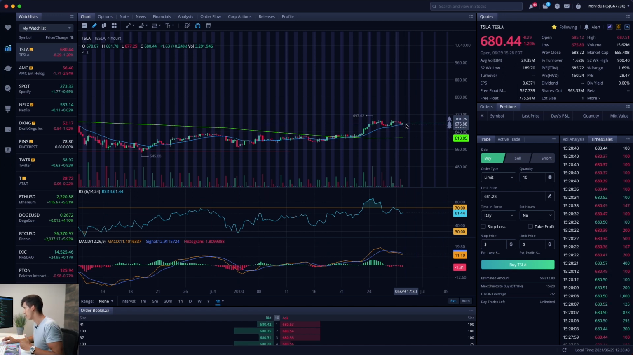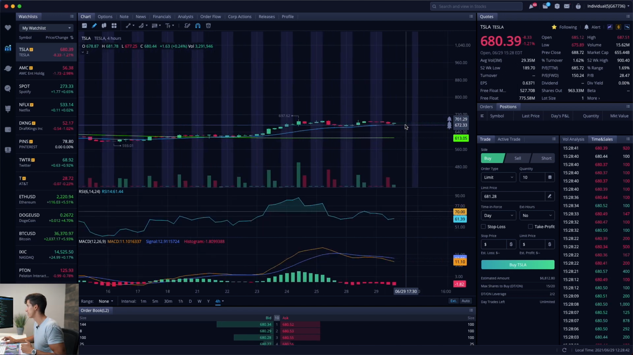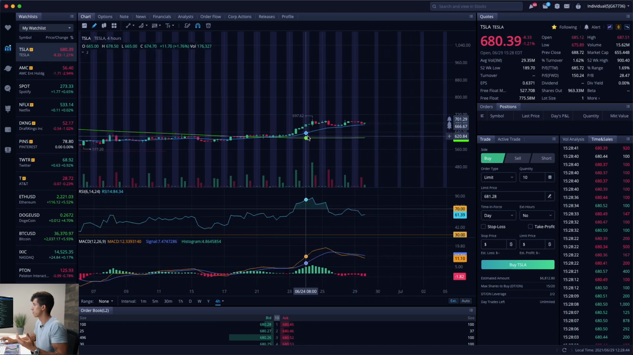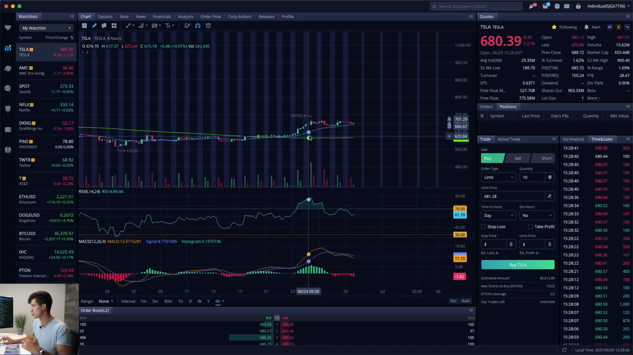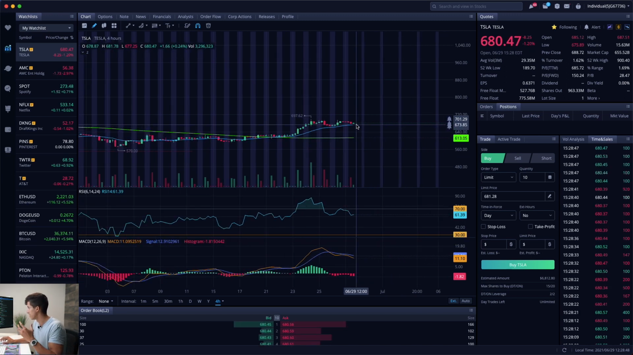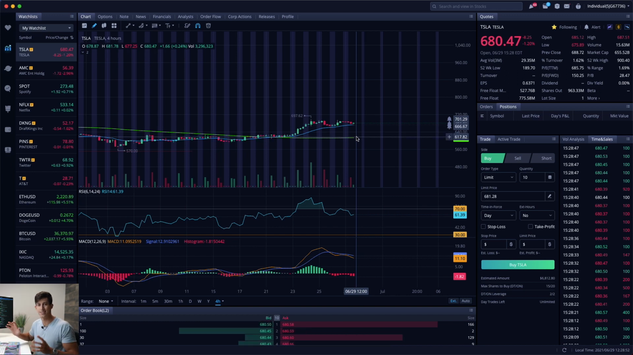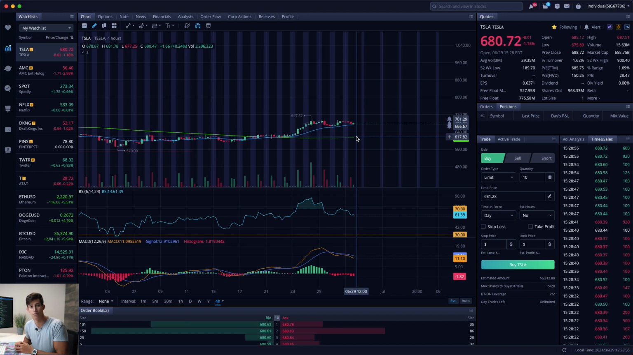But if we break below the EMA line and begin to indicate signs of a downtrend, I would personally love to jump back in on a short position and ride it from 670 all the way back down to about 610, right around where that SMA line is at. So only time will tell. I'm definitely waiting for confirmation.